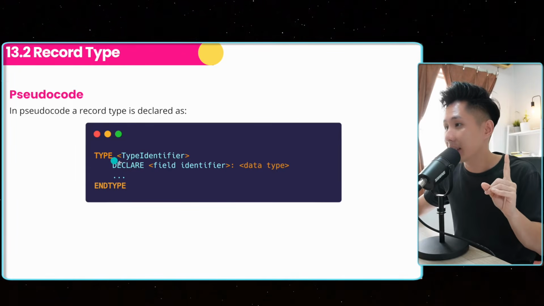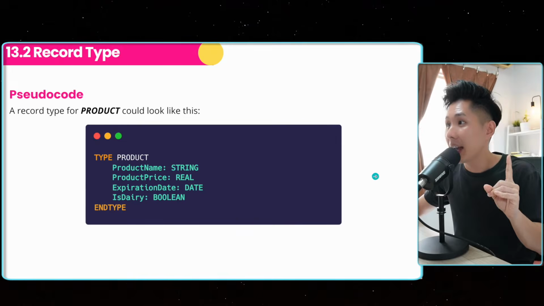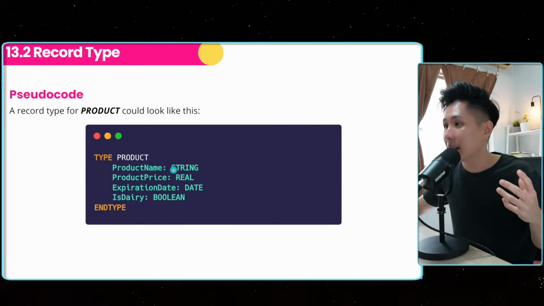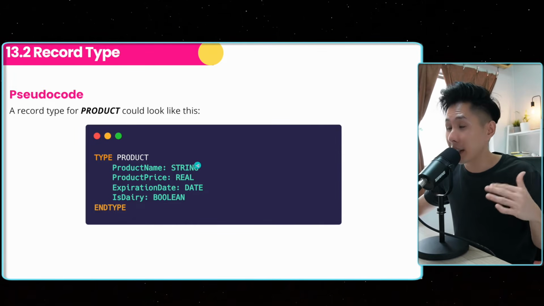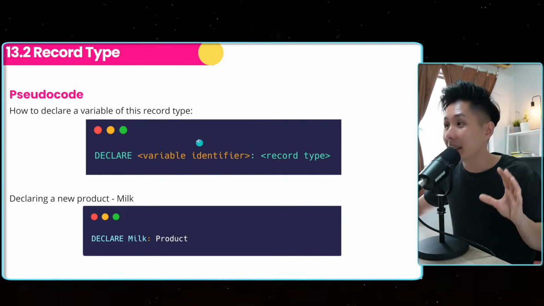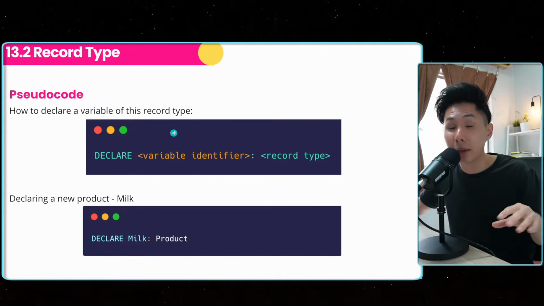Type, what is the type identifier? And then what are the fields within the type? An example would be type product. And the product should have a name, price, and you can see that I already declared the data type of these fields. And this is how you declare a record data type in your program.